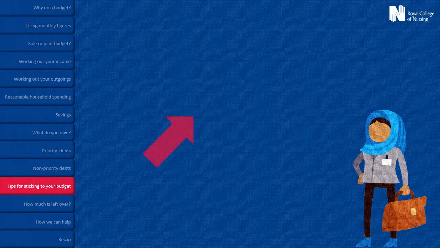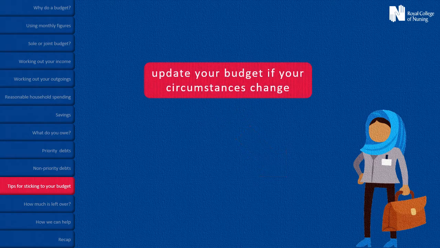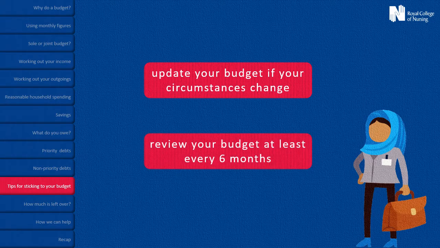If your circumstances change and your income increases or decreases, it is essential to update your budget so that you have an accurate idea of your financial situation and can continue to budget effectively to meet all of your costs. We advise you review your budget at least every 6 months, but earlier if your income fluctuates or your circumstances change.